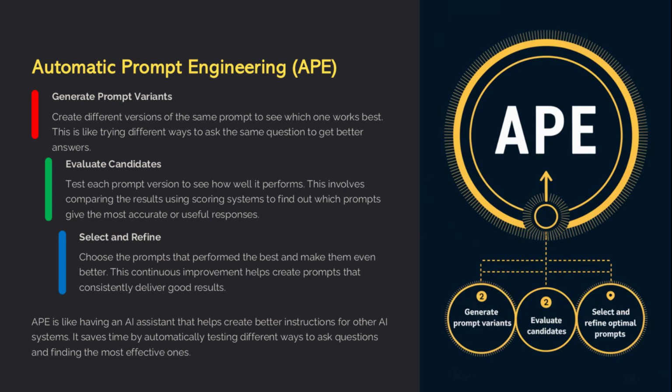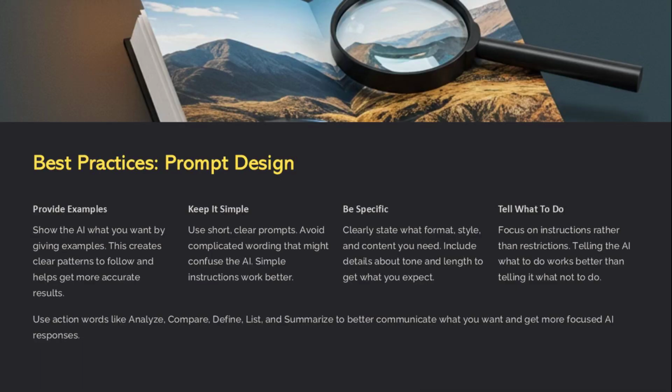This allows the AI to optimize its own instructions, creating a feedback loop that saves time and delivers superior results, especially for complex tasks. APE is like having an AI assistant that helps craft the most effective prompts, automating a process that would otherwise be manual and time-consuming.